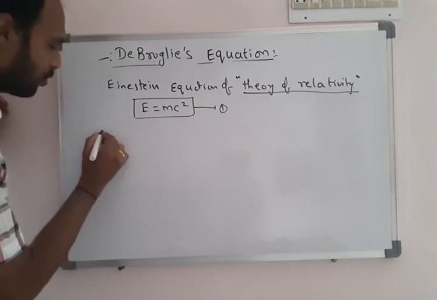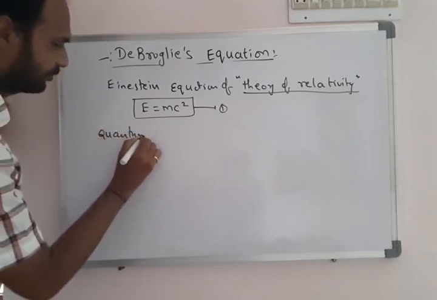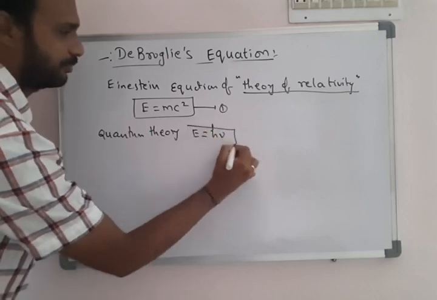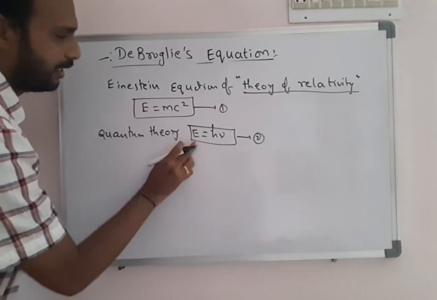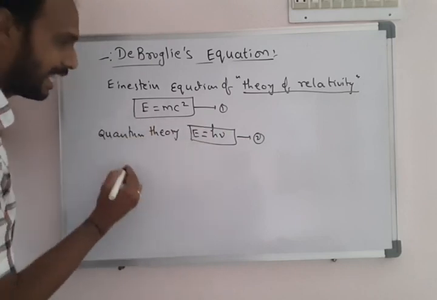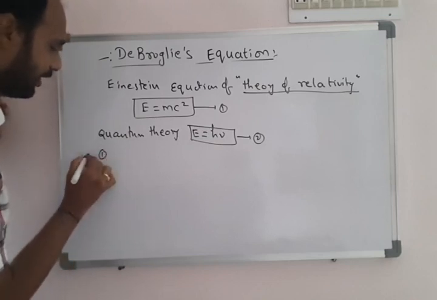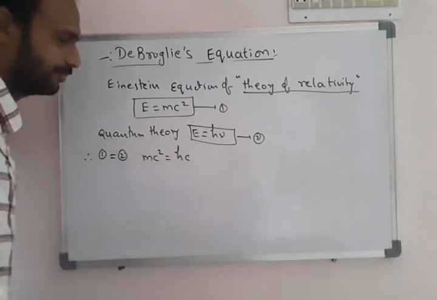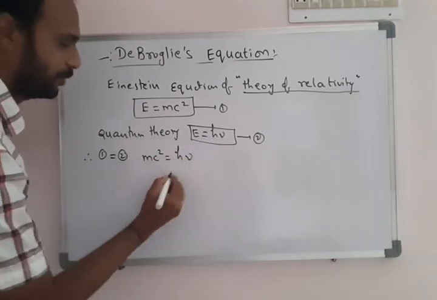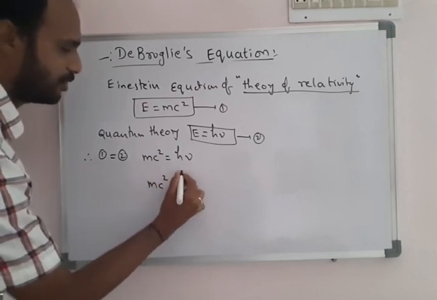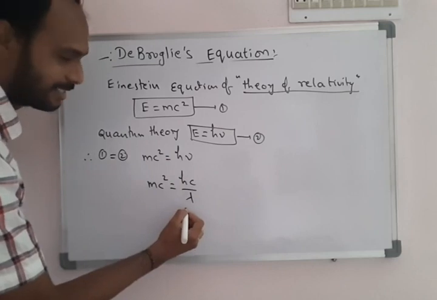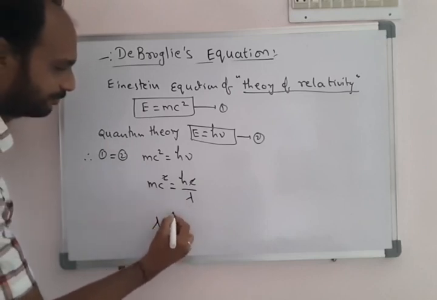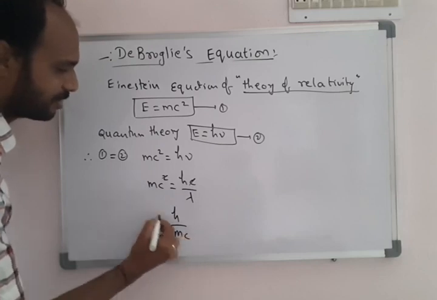And we know that according to quantum theory, E is equal to h nu. So in both equations, E indicates energy. Therefore we can write 1 is equal to 2. That is mc square is equal to h nu. And in the place of nu we can write c by lambda. So here c gets cancelled, then lambda becomes h by mc.